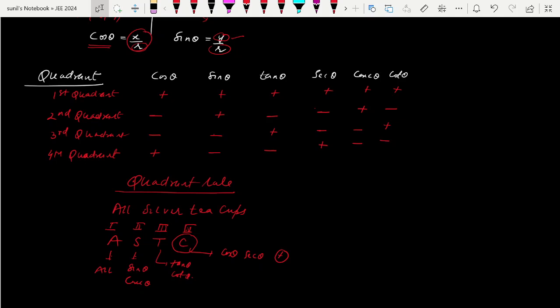In the next video, we will be uploading the content regarding the reference angle, and by using this quadrant rule, I will find the trigonometric values of ratios exceeding 90 degrees.